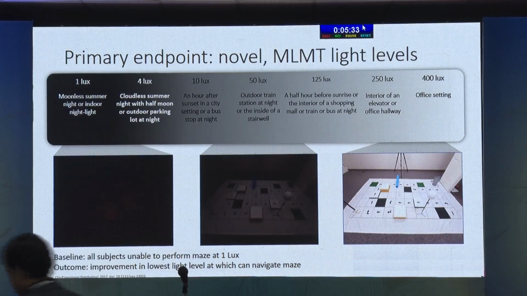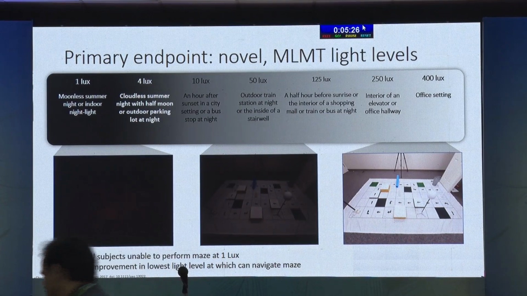So for the FDA-approved study, which led to Luxturna, the investigators actually worked hand in hand with the FDA to design this MLMT outcome, which is walking through a maze at varying light levels. At baseline, all the subjects are unable to perform the maze at 1 lux, i.e. very dim circumstances. And the outcome is the improvement in the lowest light level in which they can navigate the maze, but not expressed in lux, expressed in a 6-point scale of improvement.